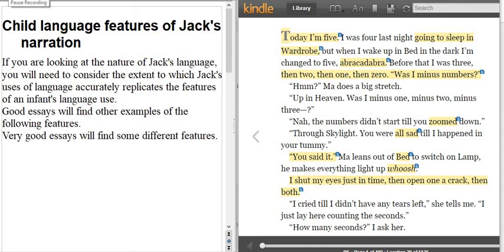Hello everybody. The purpose of this video is to talk you through the features of Jack's language use which accurately replicate the way that 5-year-olds speak, because it's one of the most striking features of Jack's language. I think it does have literary effects. And as it happens, Emma Donohue's very good at it.